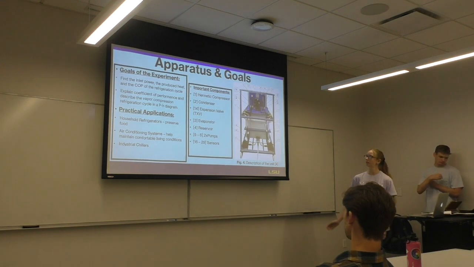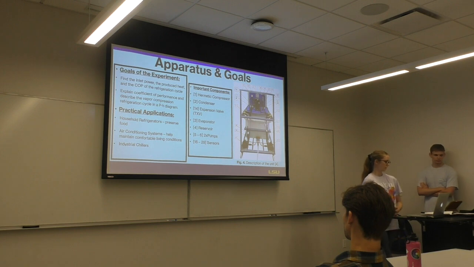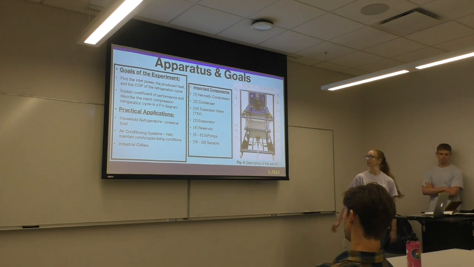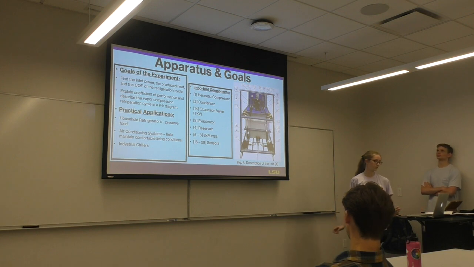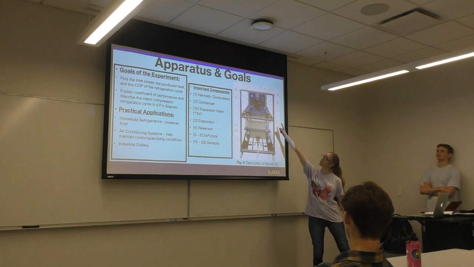From the experiment, the goals were to find the inlet power, the produced heat, and the COP. In the lab, for the second exercise, we had to change the flow rates at the evaporator and create pH diagrams and calculate COPs for different variables. For the setup, it's right here. They have little numbers next to them to label them, and the compressor is in the middle, right here, and the condenser is on the left, and the evaporator is on the right.